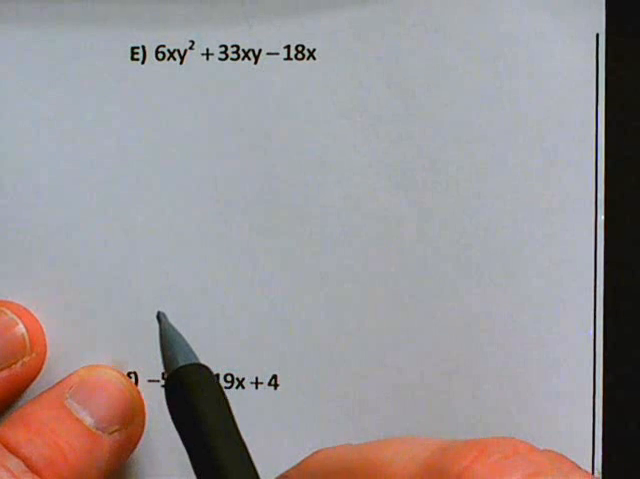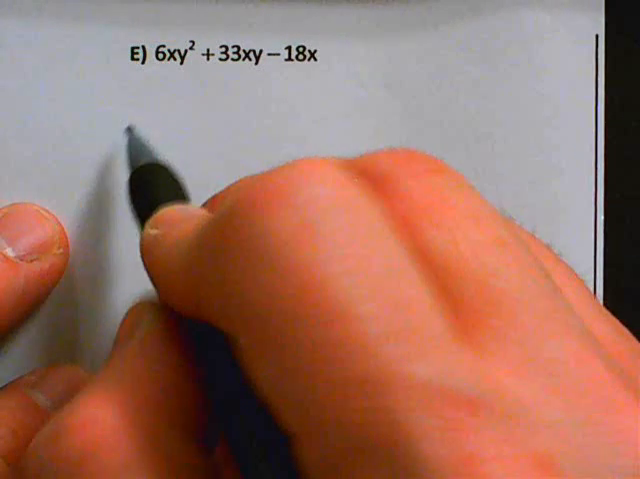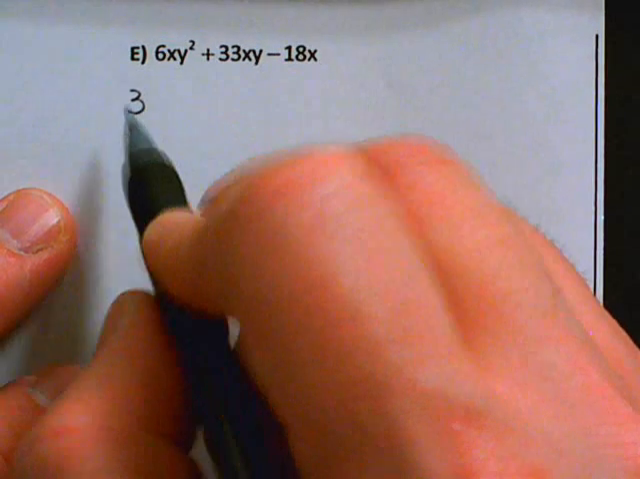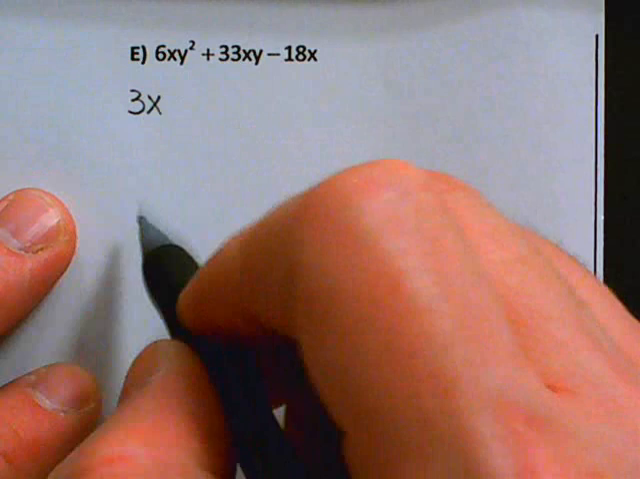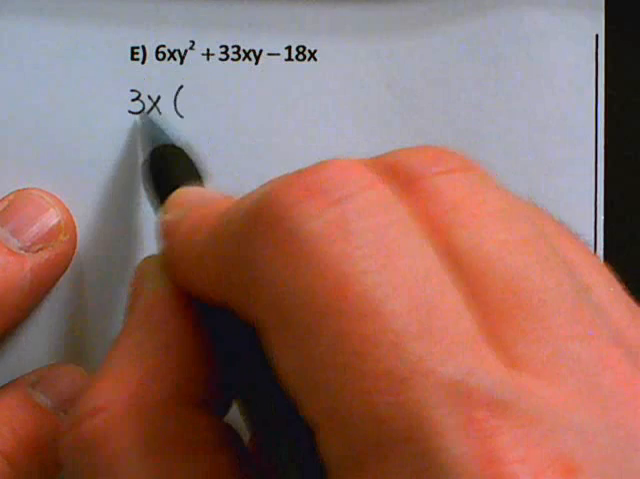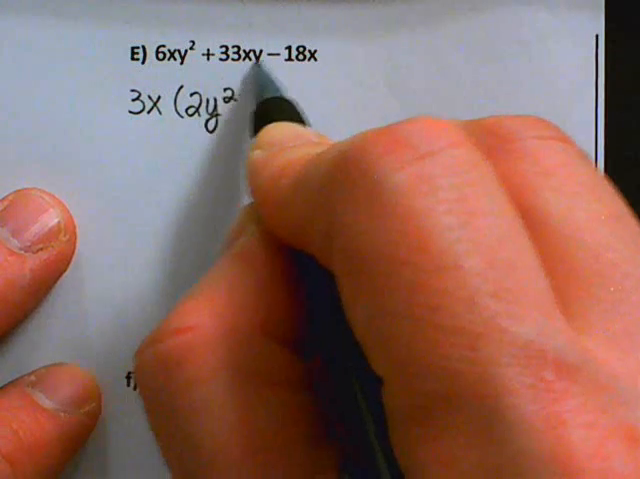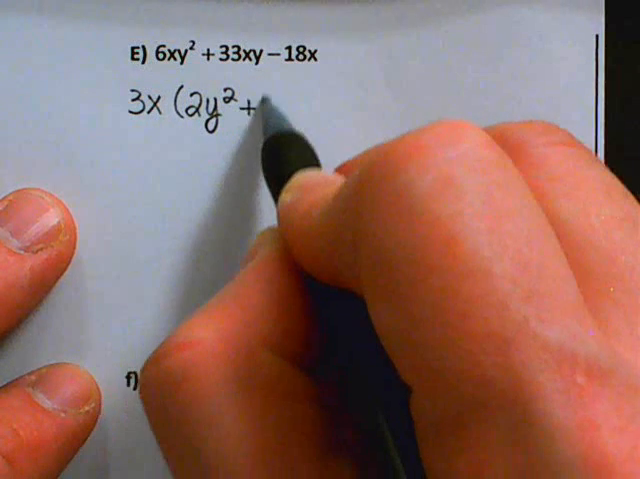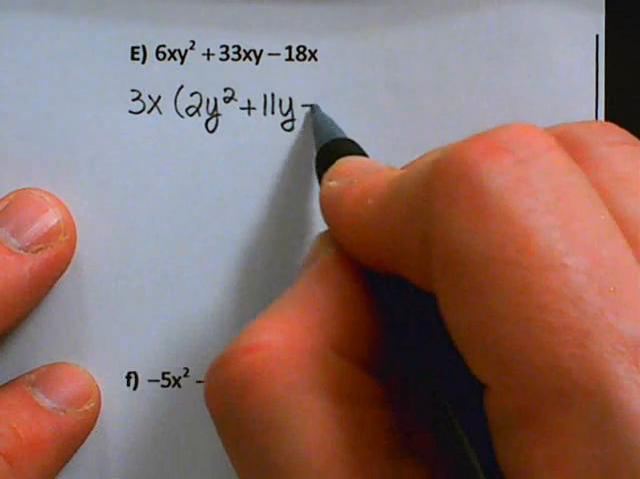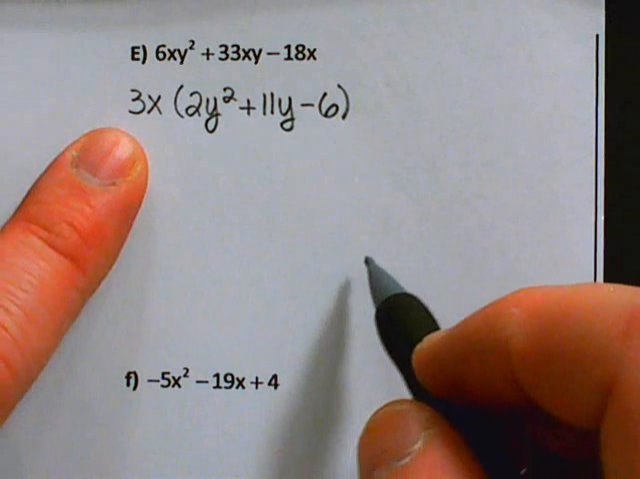First question you need to ask is, can I factor anything from all three terms? And in this particular problem, yes, we can. We can factor out a 3 as well as an x from each term. And if I factor out the 3x, 6xy squared divided by 3x becomes 2y squared. 33xy divided by 3x becomes 11y. And negative 18x divided by 3x becomes negative 6. So that way I was able to factor 3x.